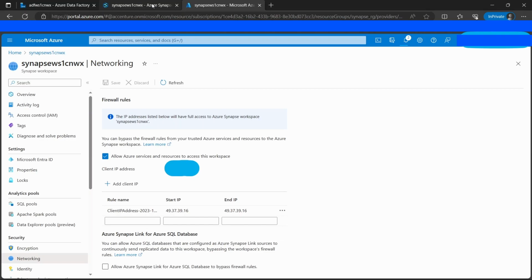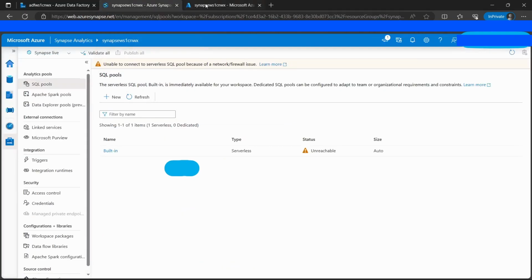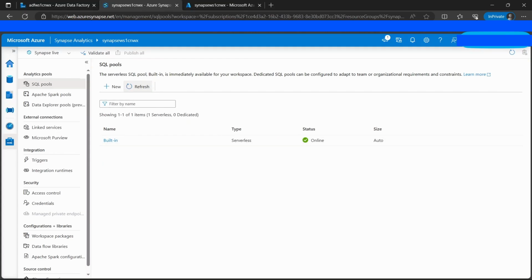After successful updating of the firewall rules, you can go back, and it's still in progress. So now we can refresh it and now it's accessible. So that's it. This will solve most of your access issues with Azure Synapse Analytics Workspace.